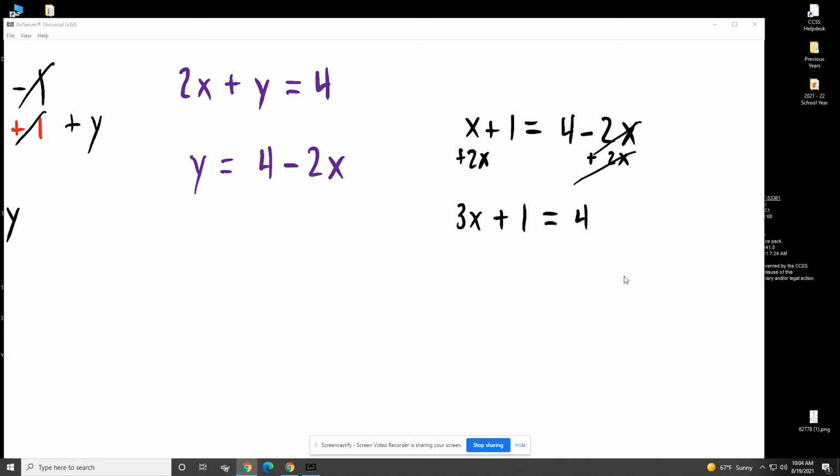Now, let's get x alone. What's my first step? Subtract 1. What's 4 minus 1? So 3x equals 3. And then for the third straight time, x equals 1.